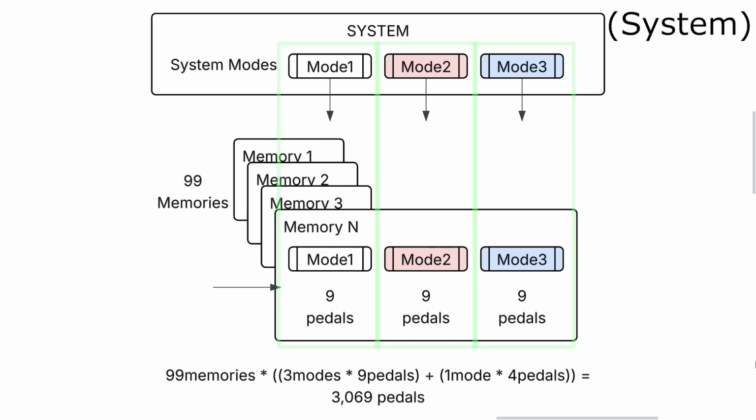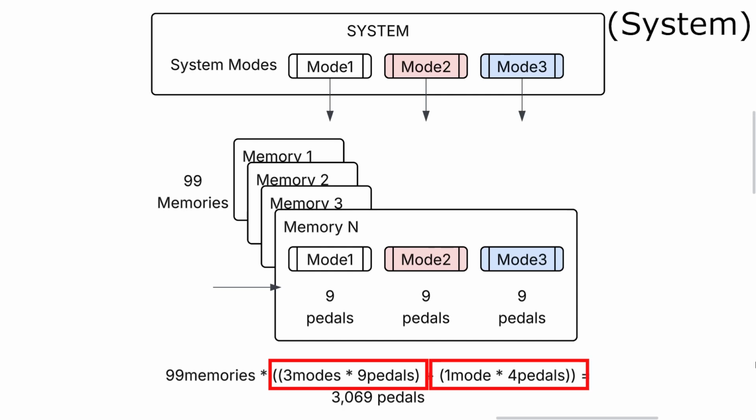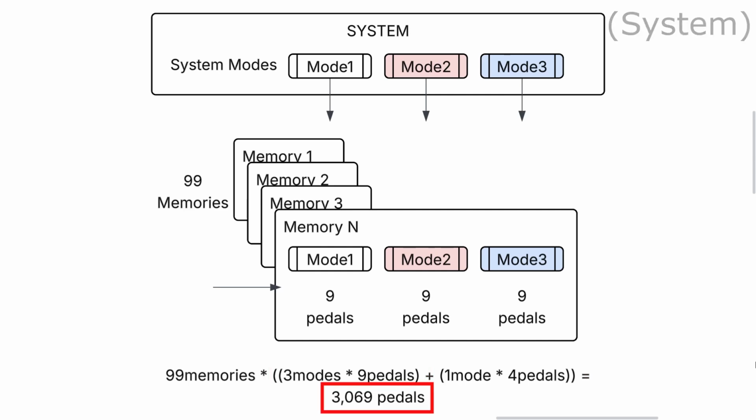So if you have 99 memories, within each memory there are 3 modes with 9 pedals, and the control pedals that you might have are only 1 mode. You have 31 pedals you can assign per memory. That's a total of 3,069 pedals. Again, don't bother with making every single one of them unique. So I hope that makes sense.